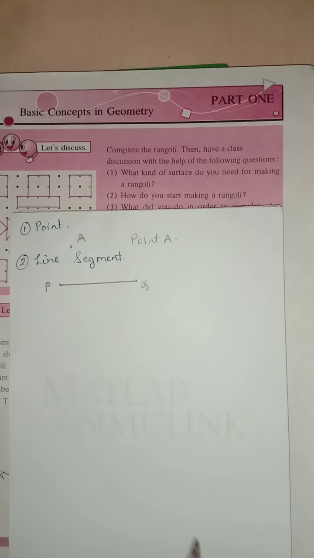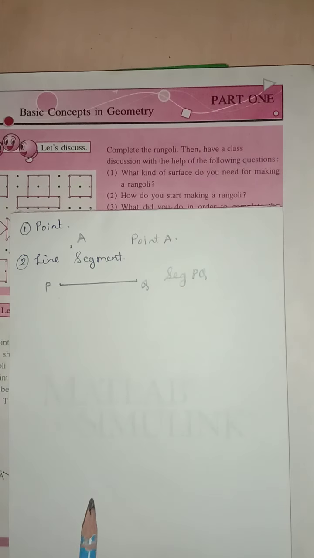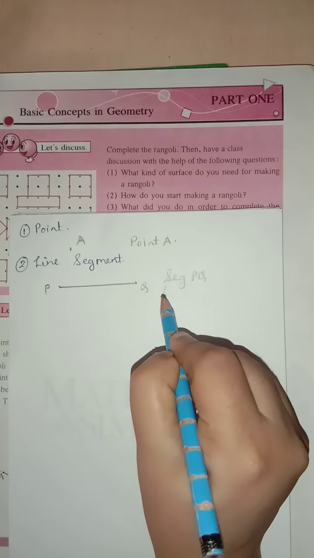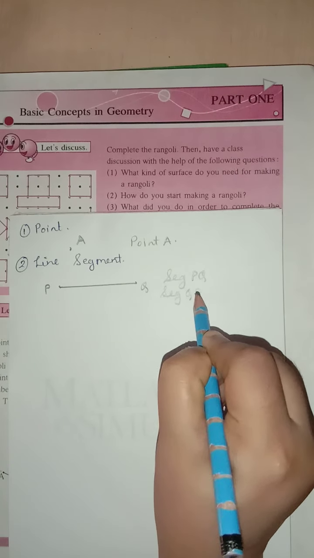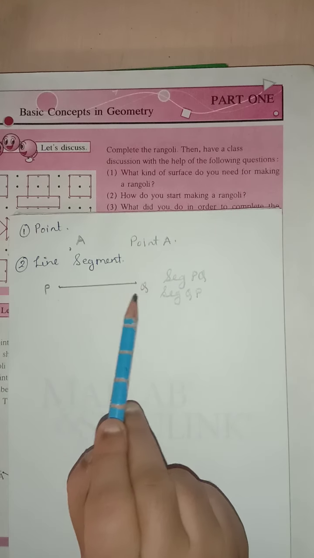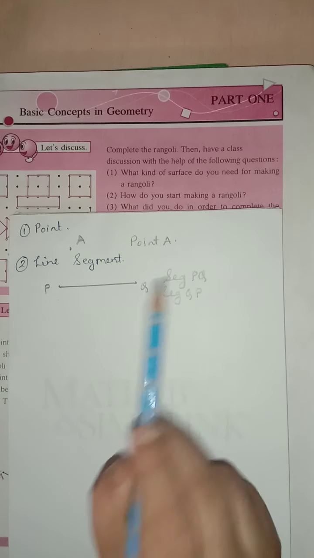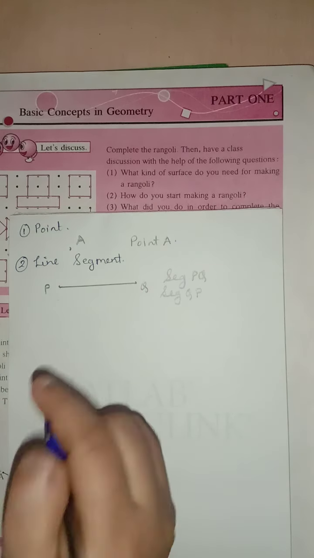So we can name it as seg PQ in short. Okay. In long form we can read it as line segment PQ. In short we can say seg PQ. We can also read it as seg QP. Okay. Now a segment has 2 end points, and as they are points, its name will always be in capital letters.